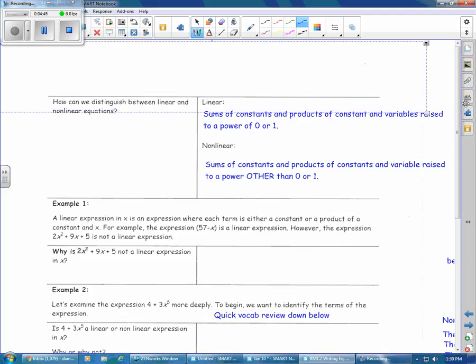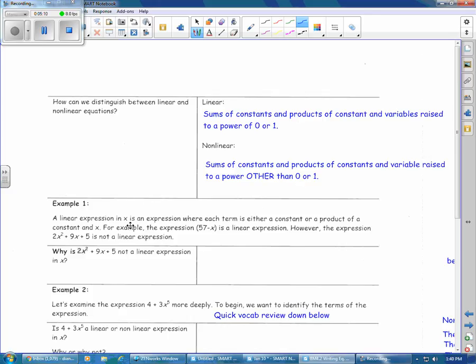Linear: sums of constants and products of constants and variables raised to a power of 0 or 1. So again, if you're looking at it and it doesn't have an exponent, or if it has an exponent of 0 or an exponent of positive 1, you can say it's linear. Nonlinear: if we've got numbers that are raised to anything other than 0 or 1, it's going to be a nonlinear expression. Let's look at example 1.